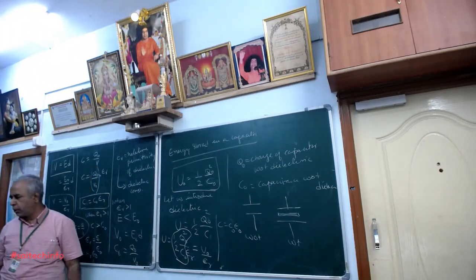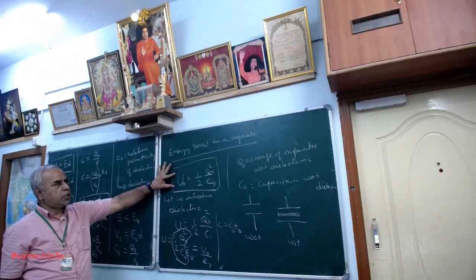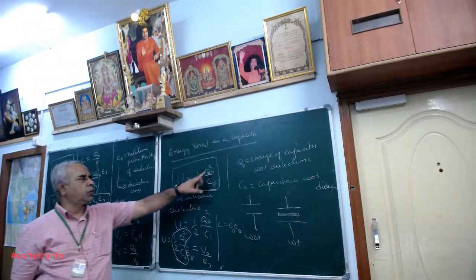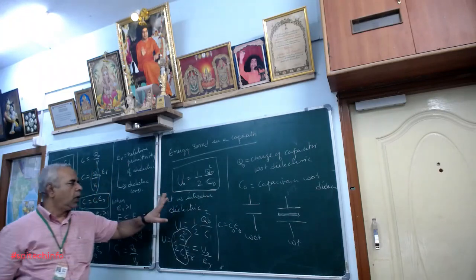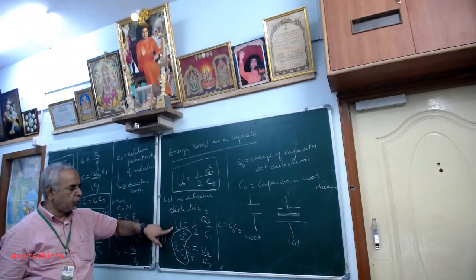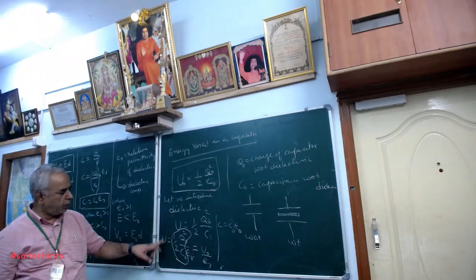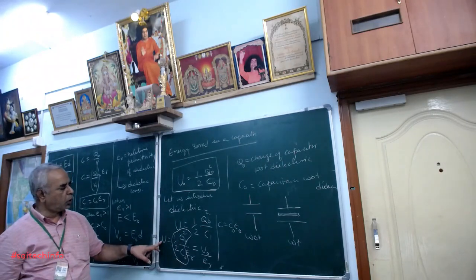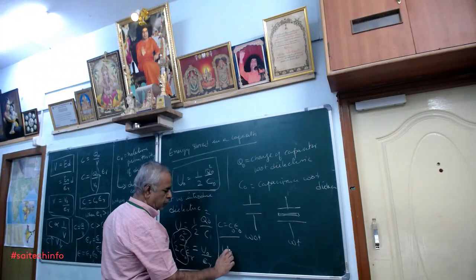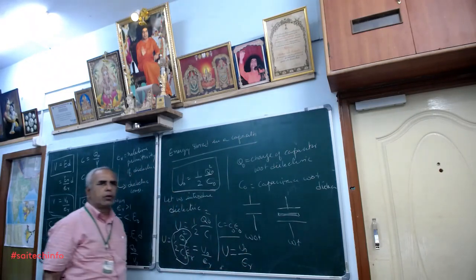Without dielectric means U naught. It is the energy stored in the capacitor without dielectric, equal to 1 by 2 Q naught square divided by C naught. Now let us introduce the dielectric. It becomes U instead of U naught, and that is given by 1 by 2 Q naught square divided by C. Now we are replacing this by U naught. Therefore, U is equal to U naught divided by epsilon R. Are you able to follow?